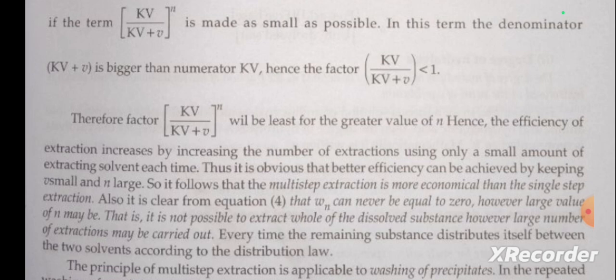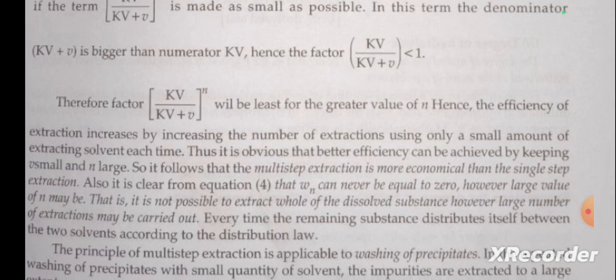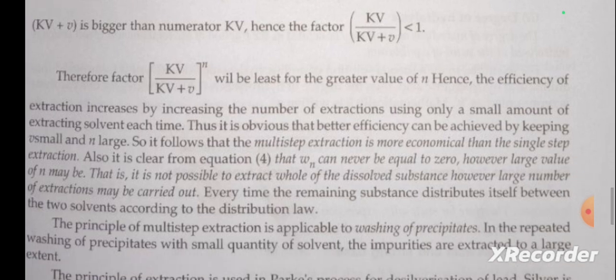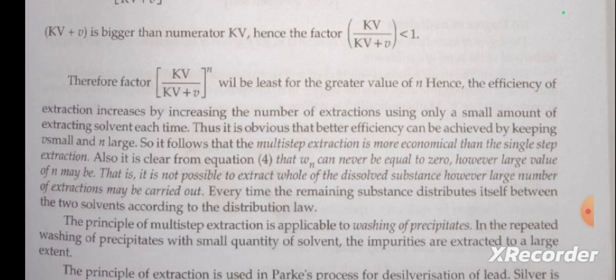Therefore, the factor (KV/(KV+V1))^n will be the least for the greater value of n. Hence, the efficiency of the extraction increases by increasing the number of extractions, using only a small amount of extracting solvent in each step. Thus, it is obvious that better efficiency can be achieved by keeping V1 very small and n large. So it follows that multi-step extraction is more economical than single-step extraction.